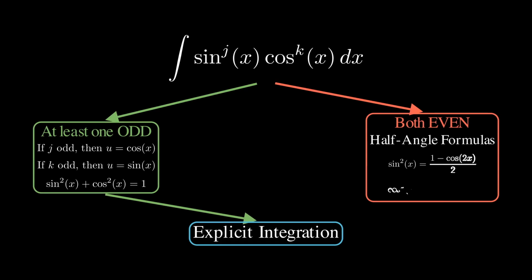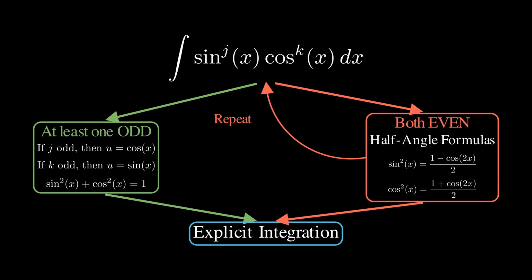In case B, instead, both powers are even. And here we have to work a little bit more. Indeed, there are two possible scenarios. We use the half-angle formulas, so sine of x squared equal to 1 minus the cosine of 2x over 2, and the cosine of x squared is equal to 1 plus cosine of 2x over 2. And then we have to go back. So, either we can integrate it explicitly using again the odd method that we have seen before, or we have to use again the half-angle formulas. We can also be lucky and just have to explicitly integrate it.